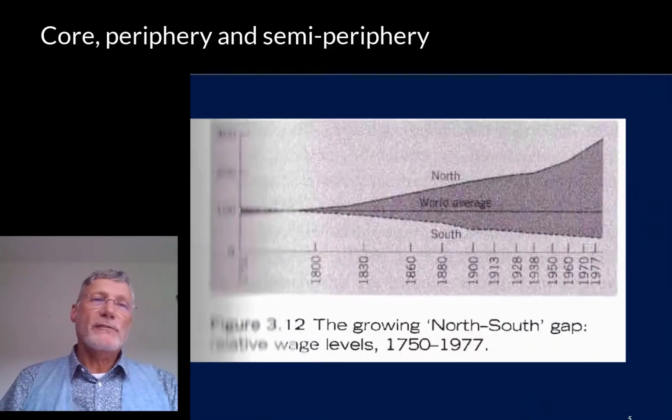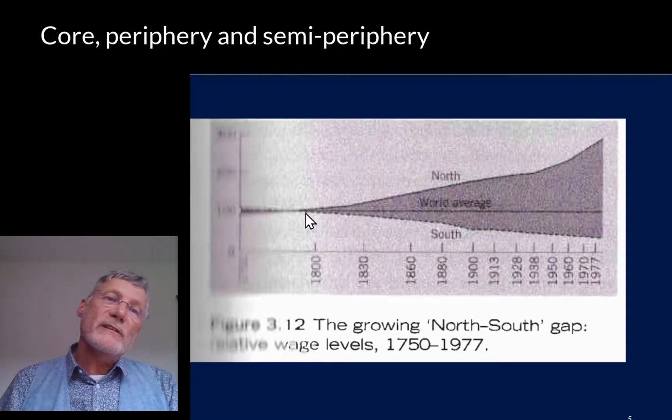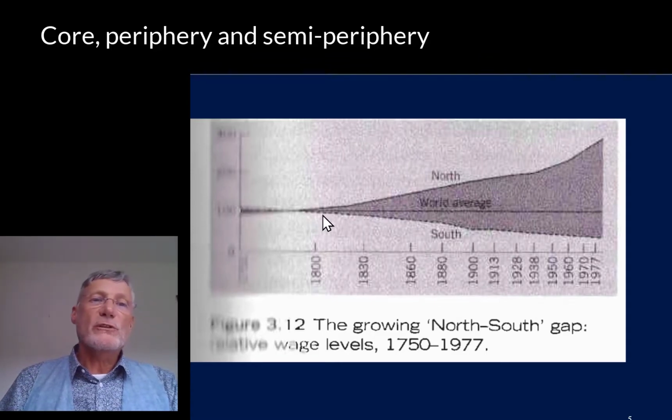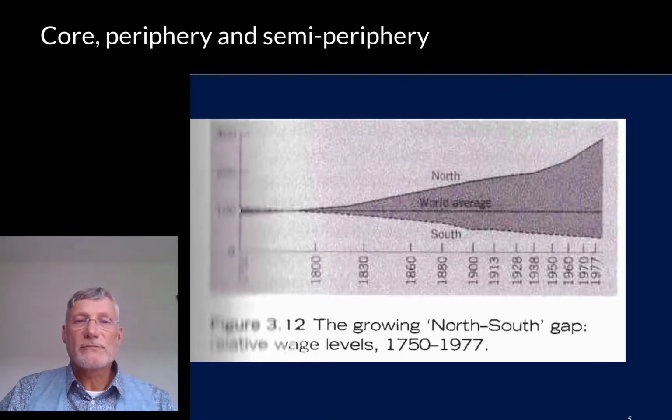I already showed you this graph, sorry for the repetition. So over time, those differences between north and south, let's say between core and periphery, in the sense of relative wage levels, have increased. Two centuries ago, it was hardly different, but that has really exploded.